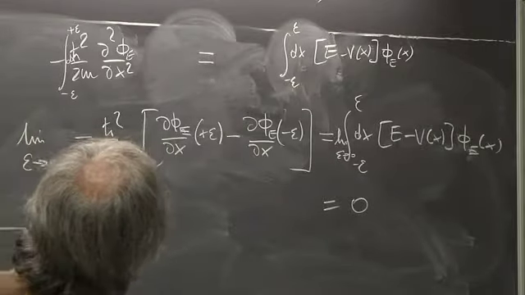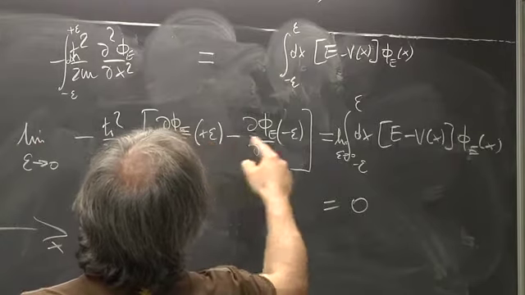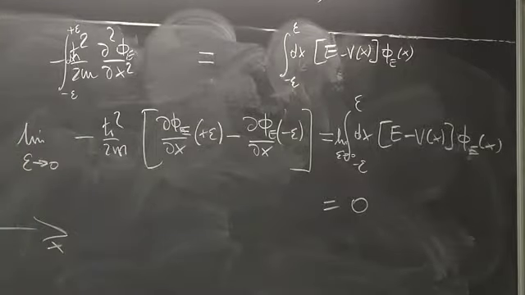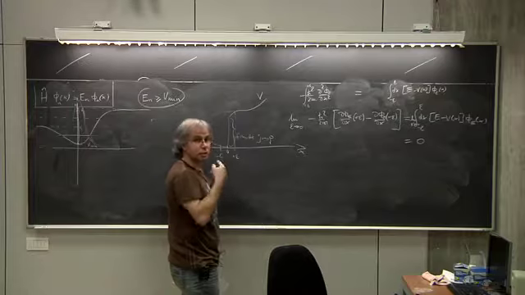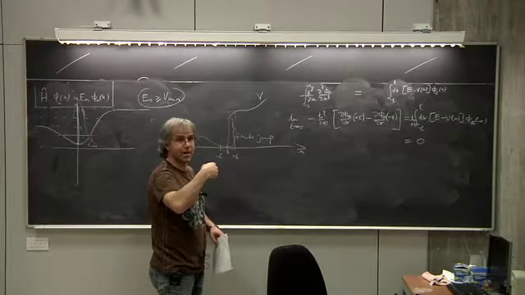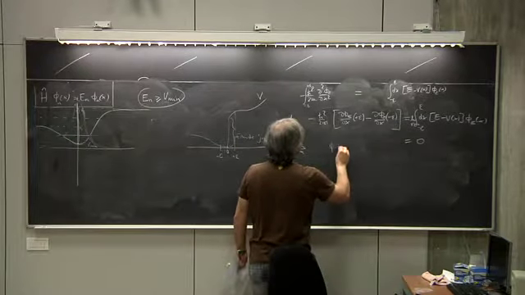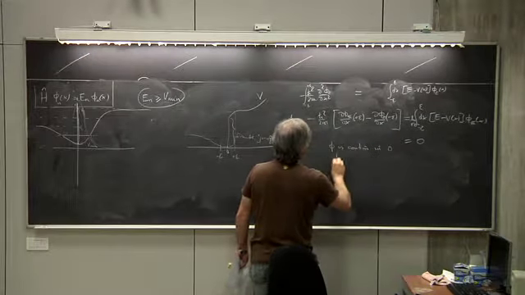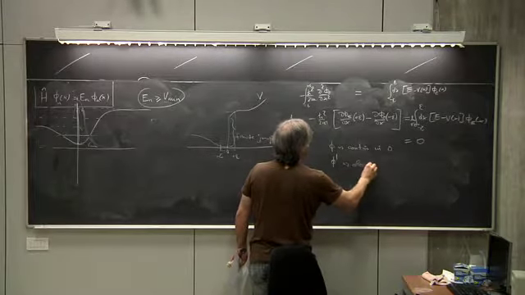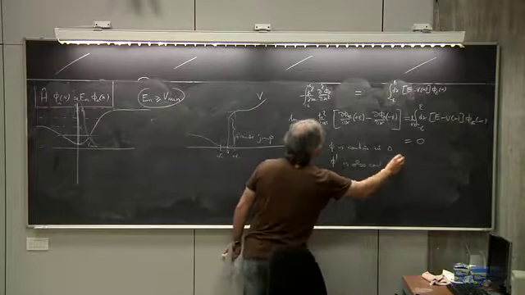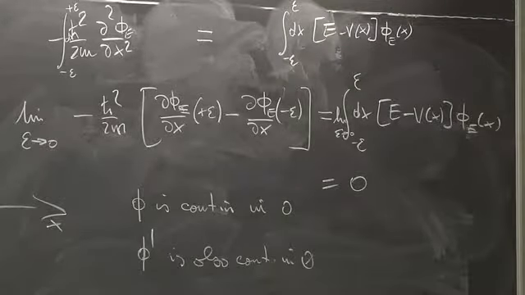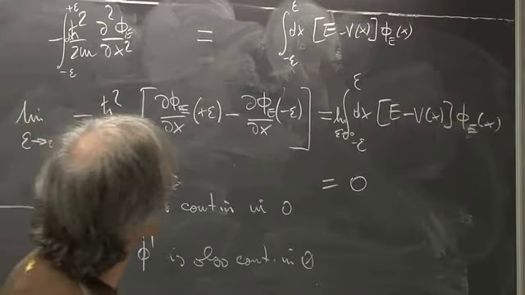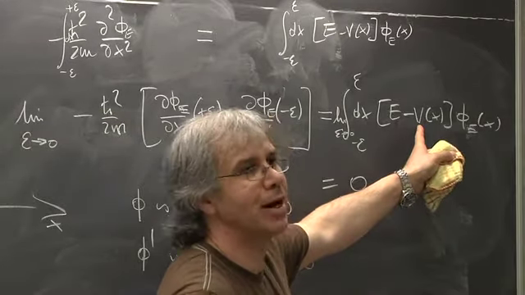And this immediately tells me that the two derivatives from the right and from the left should just equal each other, okay? So the function not only is continuous, but even the first derivative is continuous, okay? All right? So this tells us that phi is continuous in zero, and phi prime is also continuous in zero. Okay? The only way a derivative can really not be continuous is if there is an infinite jump.